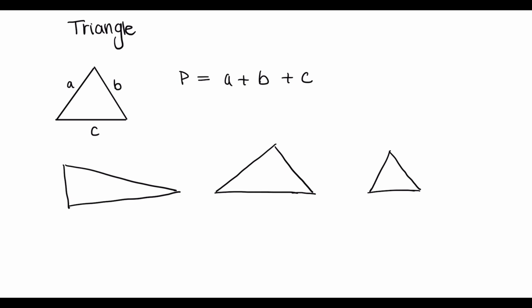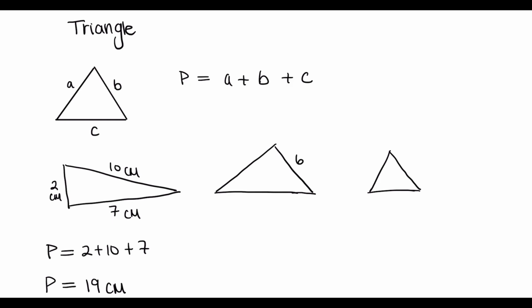So let's use these three as examples. For the first one, let's say we have 2 here, 10 here, and 7 here. And the perimeter is equal to 2 plus 10 plus 7. Let's say these are all in centimeters. So that would give us 12 plus 7, which gives us 19 centimeters.